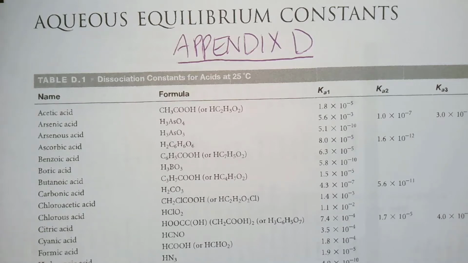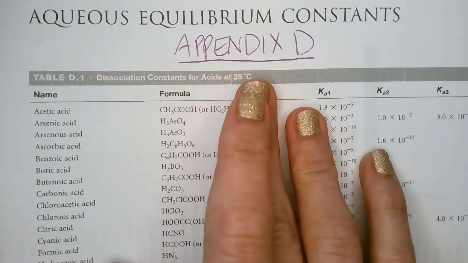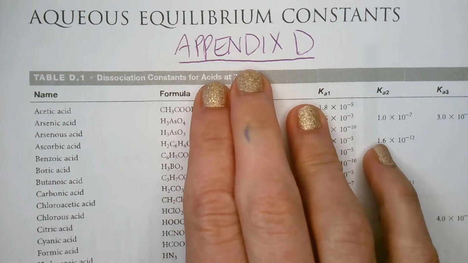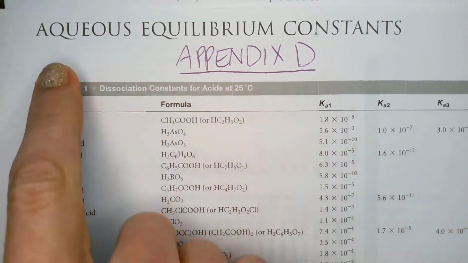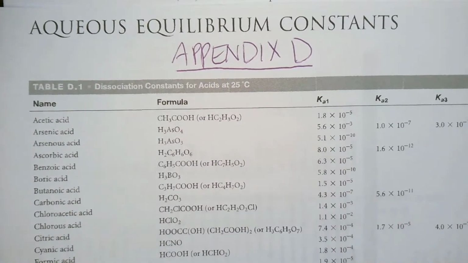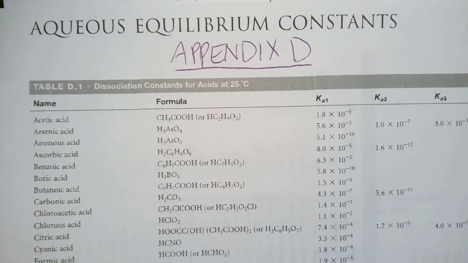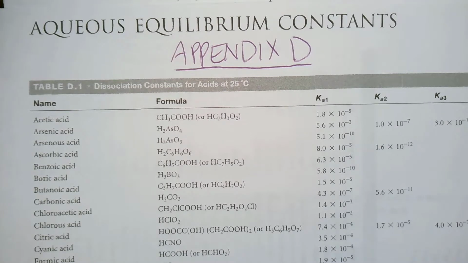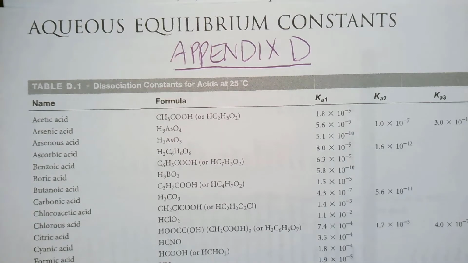This lesson is about calculating the Ka and the pH of weak acids. And you're going to want to print off or have access to Appendix D, which is our aqueous equilibrium constants. This is a helpful tool that you're going to want to have at your fingertips while we're going through this. You're also going to want your calculator out and handy.